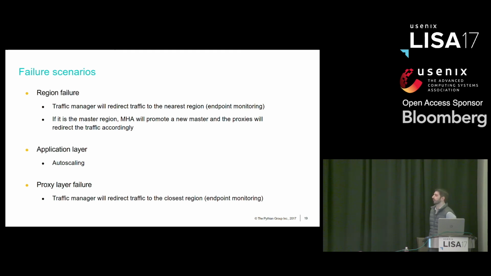Proxy layer failure. As you may already realize, there's no HA at the proxy level. What we decided is that if for some reason that proxy fails, the region is going to be marked as unavailable. So the traffic manager will not send any traffic to that region until that proxy is recreated or reprovisioned. That's the way we dealt with proxy layer failures.